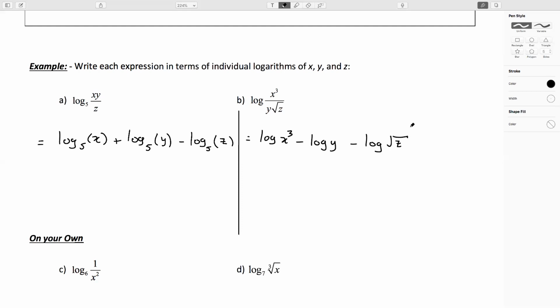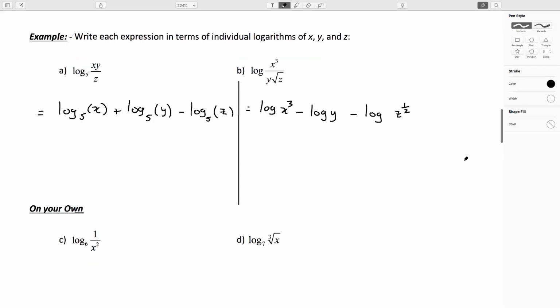And now we've got to do a bit of work. Root z can actually be written as z to the 1/2, so I'm just going to change that. And now we have two things with exponents. We've got one above our x, and we have one above our z. We can pull those exponents out and write them as a coefficient. So this equation boils down to 3 log x minus log y minus 1/2 log z.